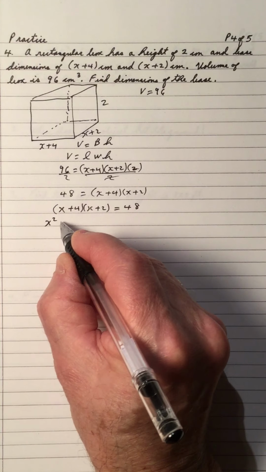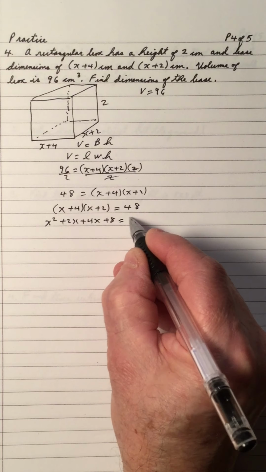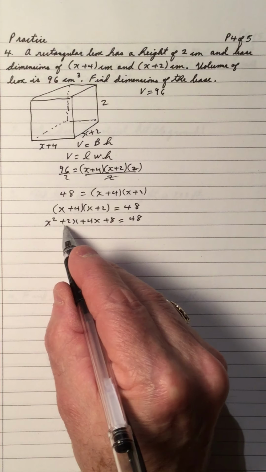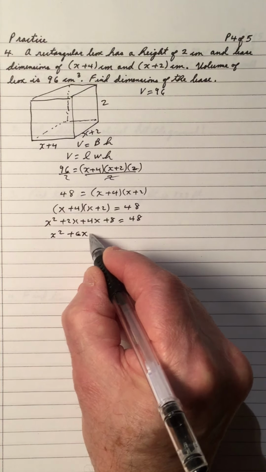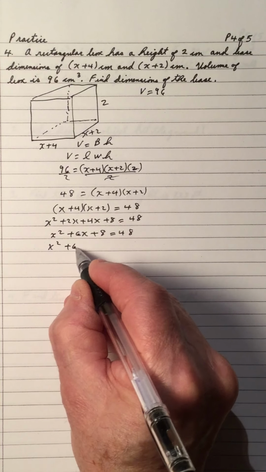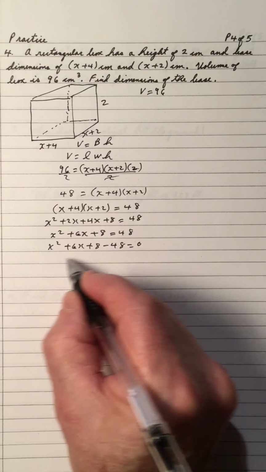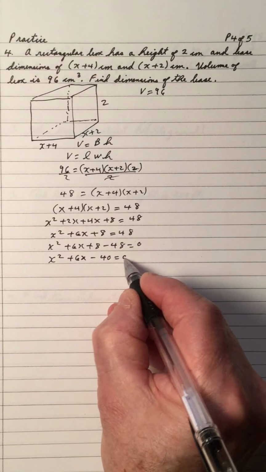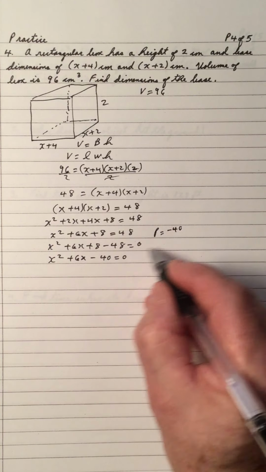Do FOIL, I get x squared plus 2x plus 4x plus 8 equals 48. First, outside, inside, last gives you all these, and simplify it. Here we go. It's simplified, and I have to bring the 48 over, make it a minus 48. So it's x squared plus 6x minus 40 equals 0. So the product is negative 40. The sum is 6.